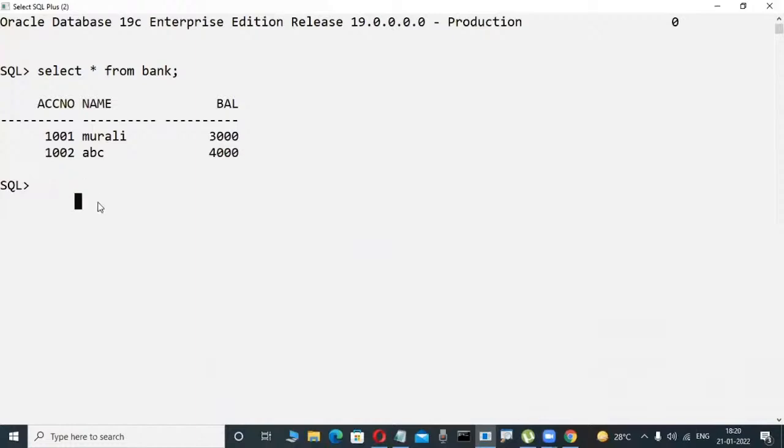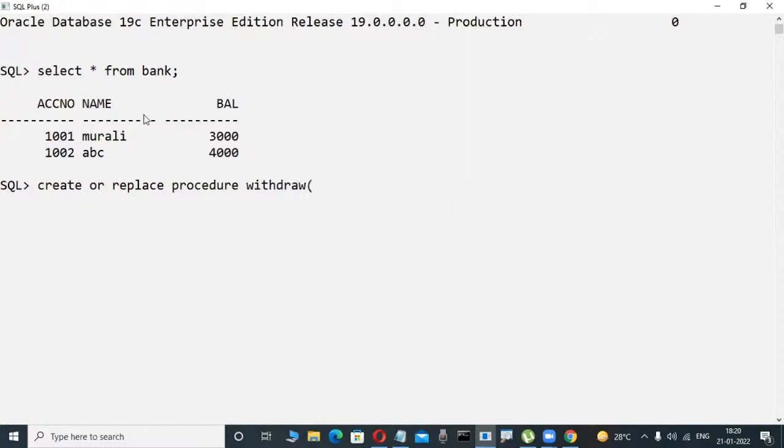Suppose, for example, check it out. Observe it here. I am an experienced person. In future, when you learn the course, you will also write code like this. Don't write it now, just observe. This is a demo, just for the idea. I am writing a procedure. Create or replace procedure. My procedure name is withdraw. Okay, fine.